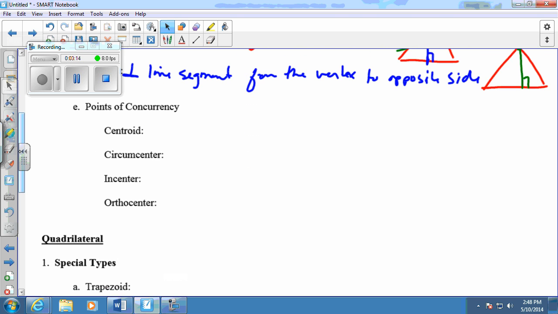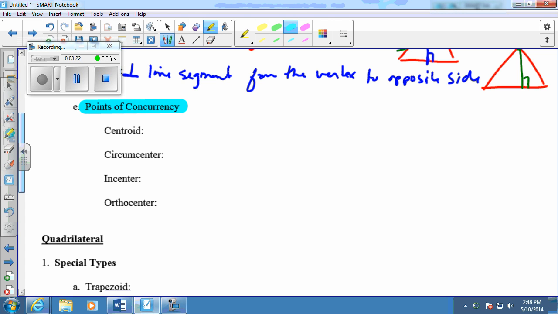These points of concurrency, we'll be looking at these in an exploration. You'll actually be discovering and finding out what they mean and how to draw them. And those all come from a triangle. So in a triangle, we have a centroid, a circumcenter, an incenter, and an orthocenter. We'll again define those in class and actually construct them.